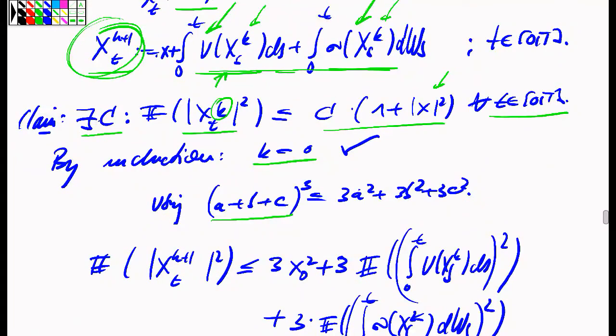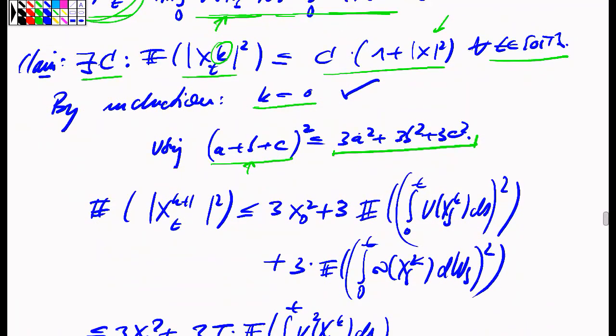So since I have represented xk plus 1 as a sum of 3 different ingredients, I can estimate the square of xk plus 1 basically through the square of all these ingredients, where I use the not suboptimal upper estimate that the square of the sum of three numbers is bounded from above by 3 times the sum of the squares of each of these numbers.